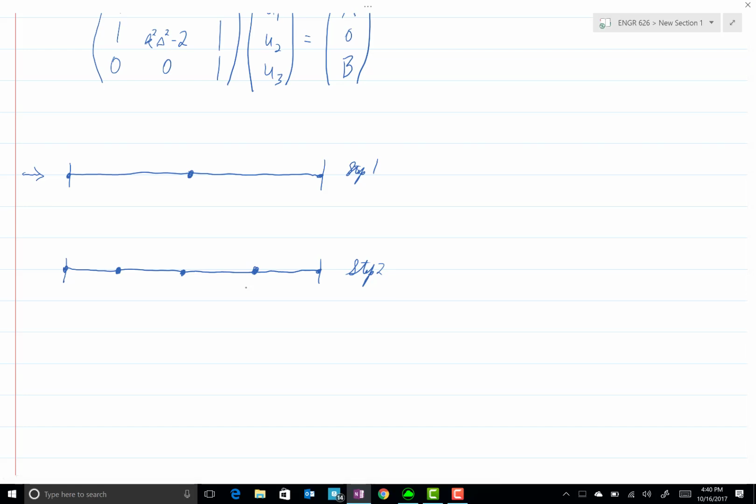Now remember that in the step 1, our nodes were numbered like this: 1, 2, and 3. And if we still number from left to right, which is certainly what I would recommend to you, then in step 2 we will have 1, 2, 3, 4, and 5.